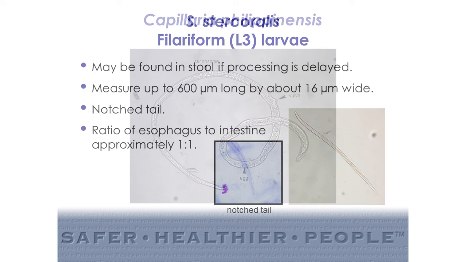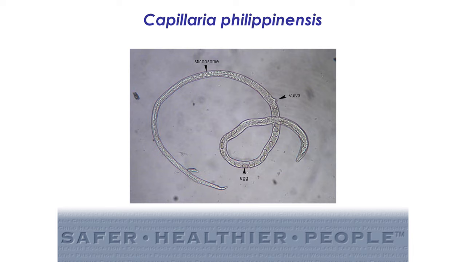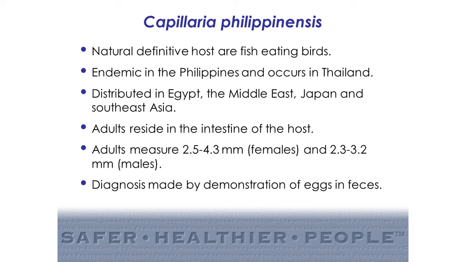Now we move on to Capillaria philippinensis. Fish-eating birds are the natural definitive hosts. As the name suggests, Capillaria philippinensis is endemic in the Philippines and occurs also in Thailand. But its distribution stretches to the Middle East, Egypt, Japan, and Southeast Asia. Adults reside in the small intestine of hosts. They are very small worms, measuring only 2.5 to 4.3 millimeters for the females and 2.3 to 3.2 millimeters for the males.